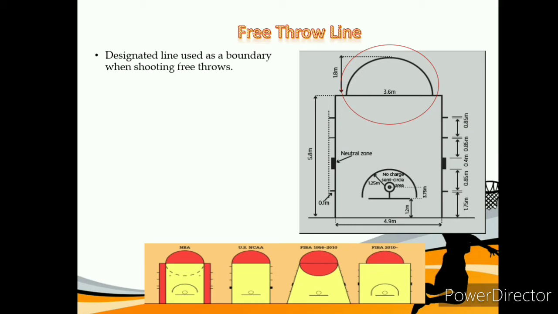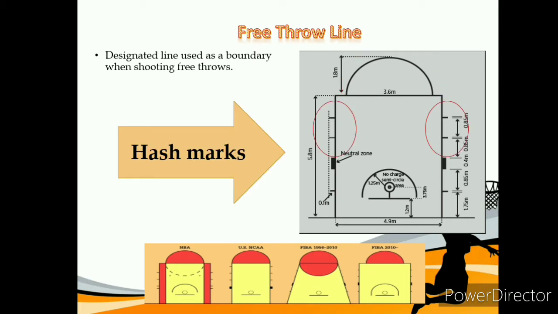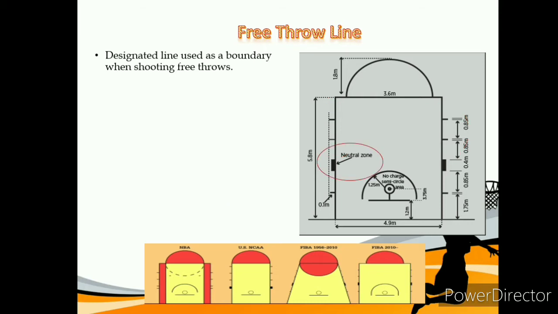And we can also observe the little lines attached to the sides of the key. These are called hash marks. They are designated for the players who will retrieve the ball after the foul shot was made. Also, the players standing on the hash marks are not allowed to go beyond the neutral zone. So that was all of the parts included in a free throw line.